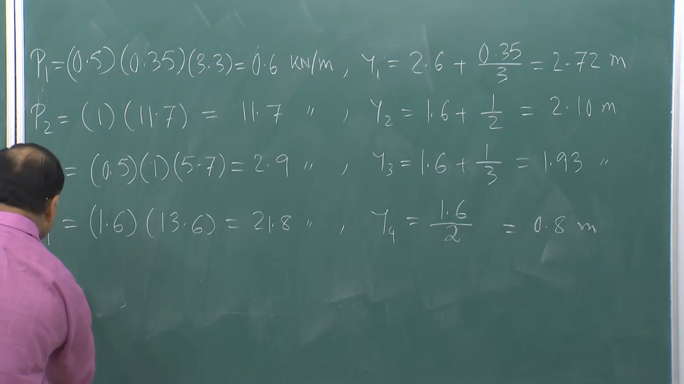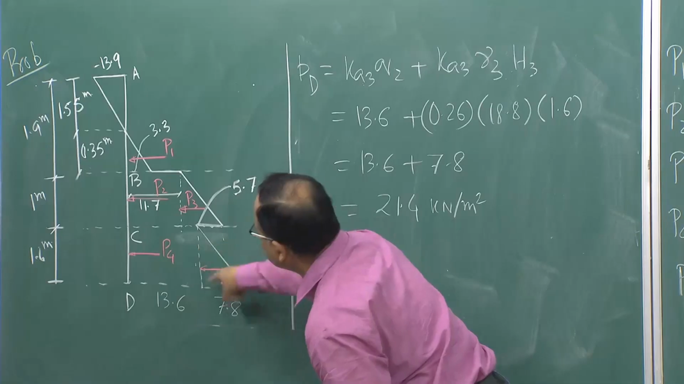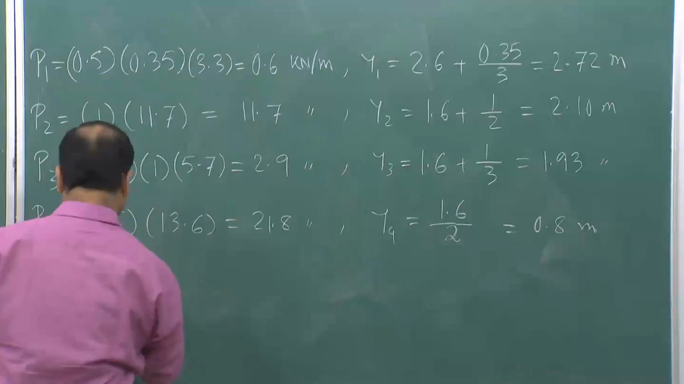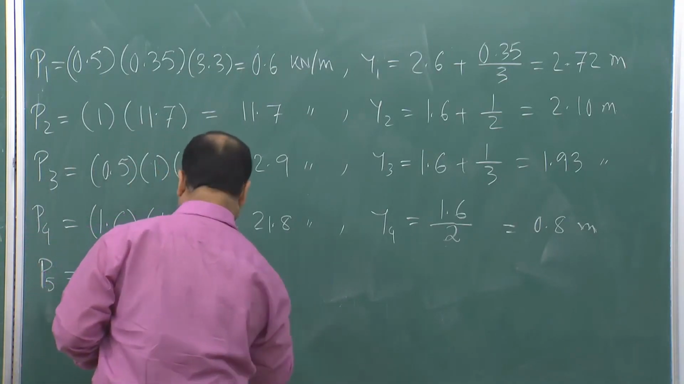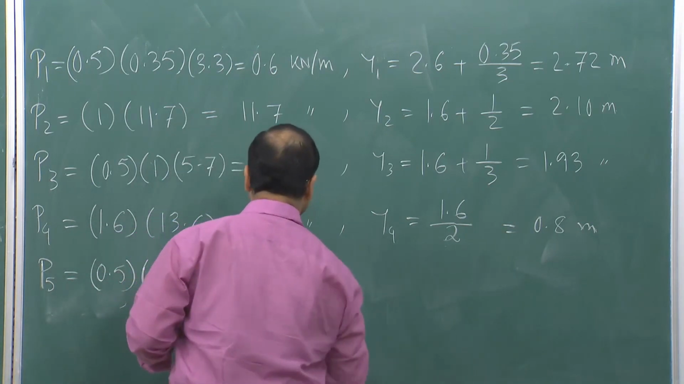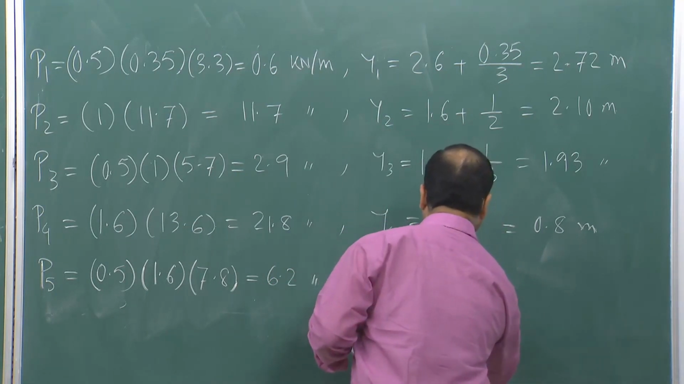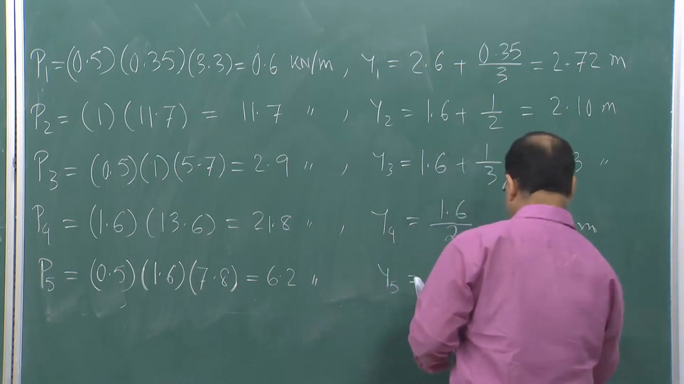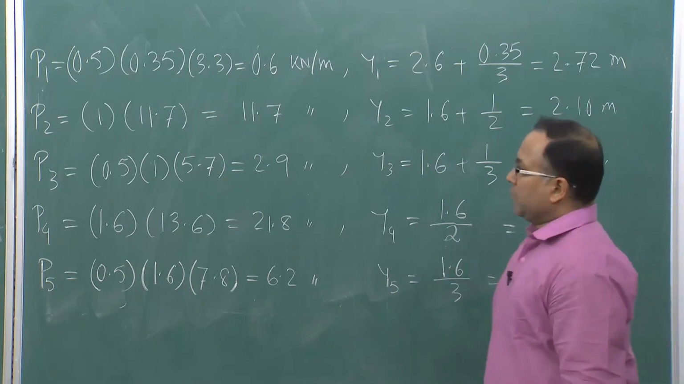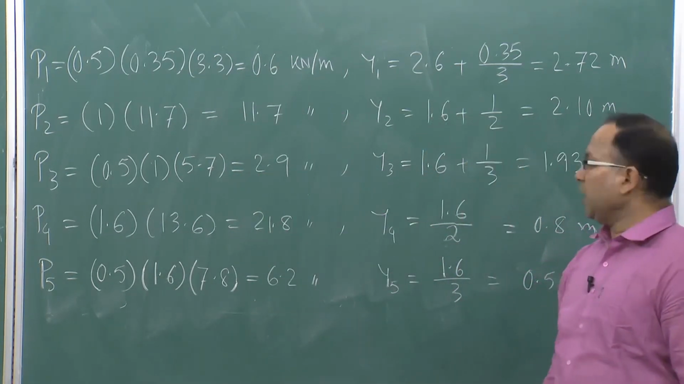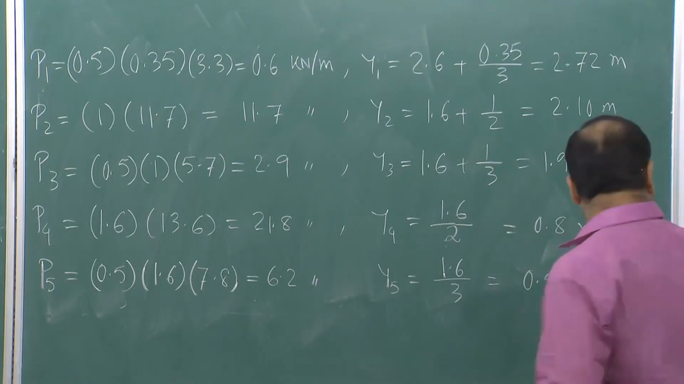And finally, P5 is equal to the area under this last triangle, 0.5 into 1.6 into 7.8, which is equal to 6.2 kilonewton per meter run, and Y5 is equal to 1.6 by 3, which is equal to 0.53 meter. So, we have got all the forces and we have got all the locations, or the points of application, of each force, right.